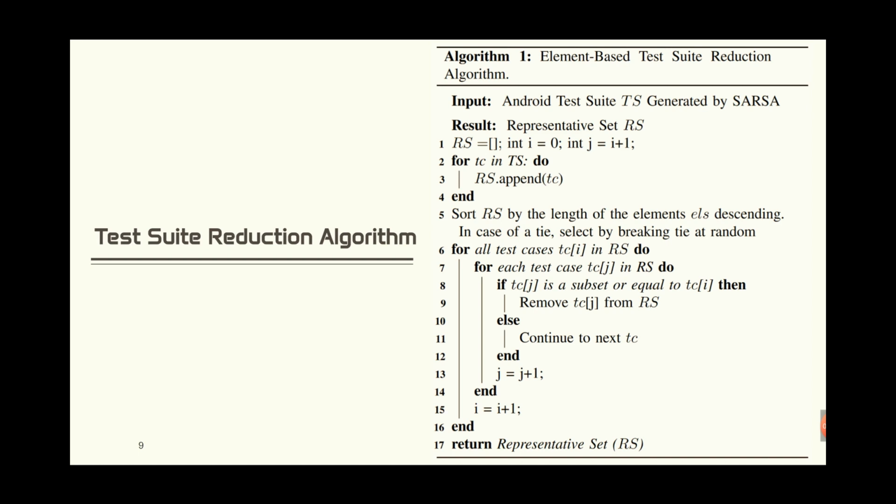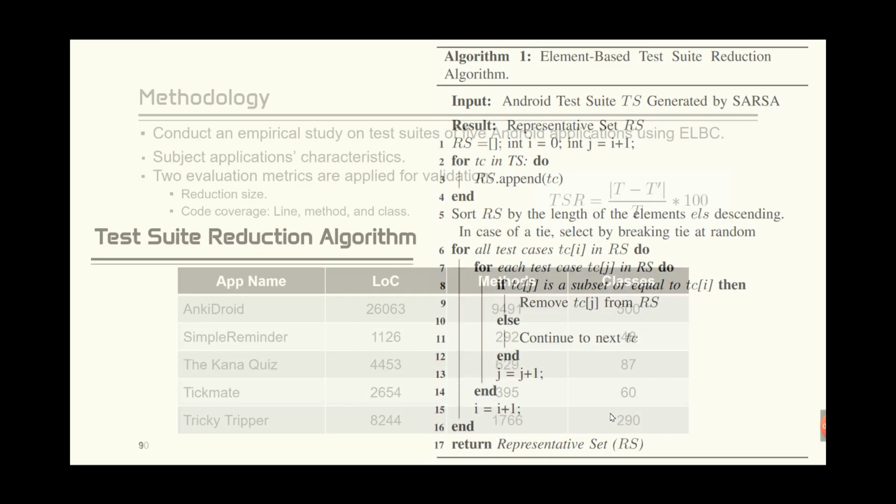It compares the first test case, which is the largest one, with all other test cases, and if there is a subset or equal of the test case, it will be removed, as shown in lines 6 to 10. This comparative process goes down the remaining test cases until all equivalent and subset test cases have been discarded, and then returns the representative set.